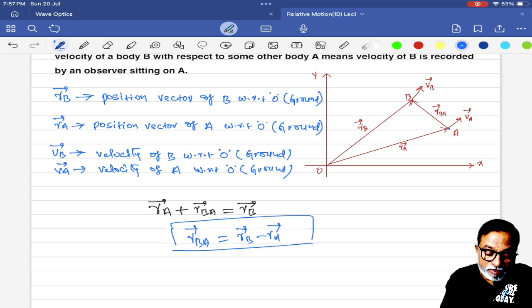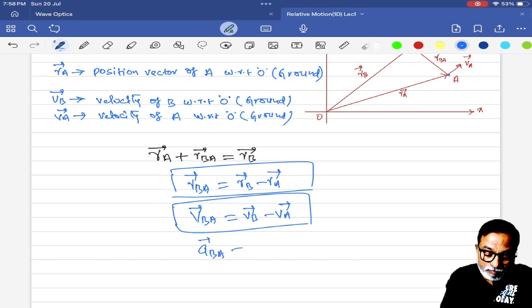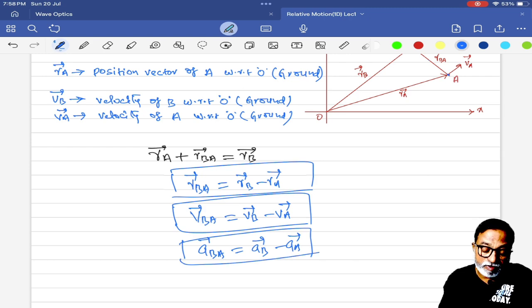If you differentiate this, velocity of B with respect to A is equal to velocity of B minus velocity of A. Similarly, if you differentiate again, acceleration of B with respect to A is equal to acceleration of B minus acceleration of A. This is the relative velocity, and here also the acceleration of B with respect to A is AB minus AA.